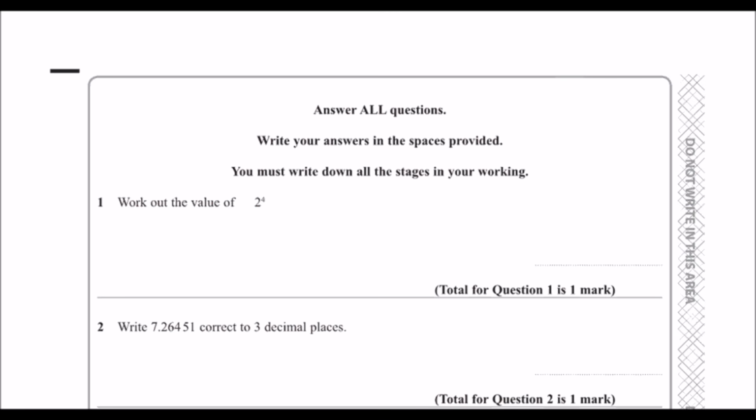Work out the value of 2 to the power of 4. So if I've got 2 to the power of 4, that means 2 times 2 times 2 times 2. So I've got 4 2's times together. That's 2 to the power of 4. So 2 times 2 is 4, times 2 is 8, times 2 is 16. So that is our answer.